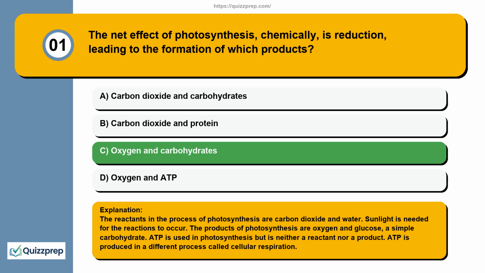The reactants in the process of photosynthesis are carbon dioxide and water. Sunlight is needed for the reactions to occur. The products of photosynthesis are oxygen and glucose, a simple carbohydrate. ATP is used in photosynthesis but is neither a reactant nor a product. ADP is produced in a different process called cellular respiration.